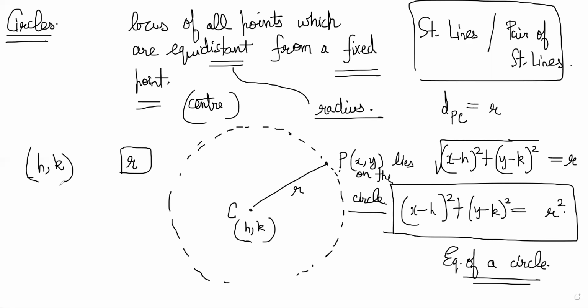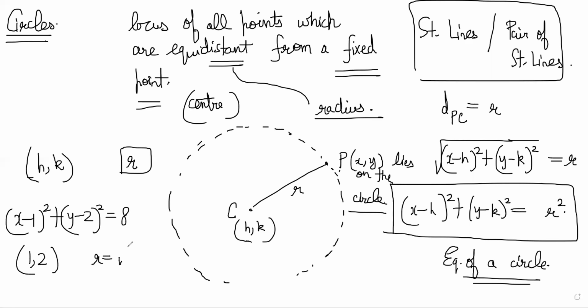If I give you an equation looking like this, (x minus 1) whole square plus (y minus 2) whole square is equal to 8, I know that the center is (1, 2) and the radius is root 8, right? Because basically, take square root on both sides. It just means the distance formula from (1, 2) is equal to root 8, right? So (1, 2) must be the center and root 8 is the radius, and you can go anywhere such that this distance is fixed, right?